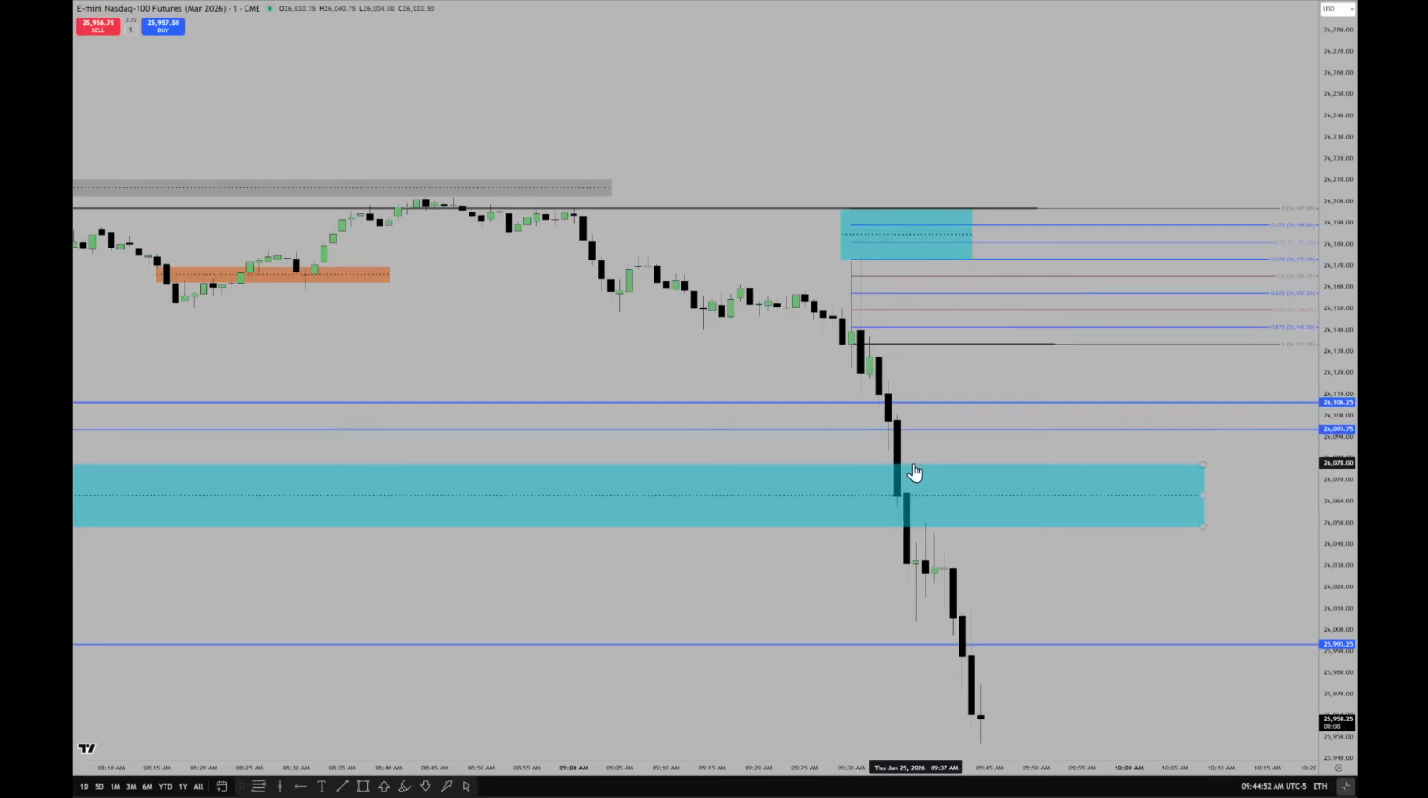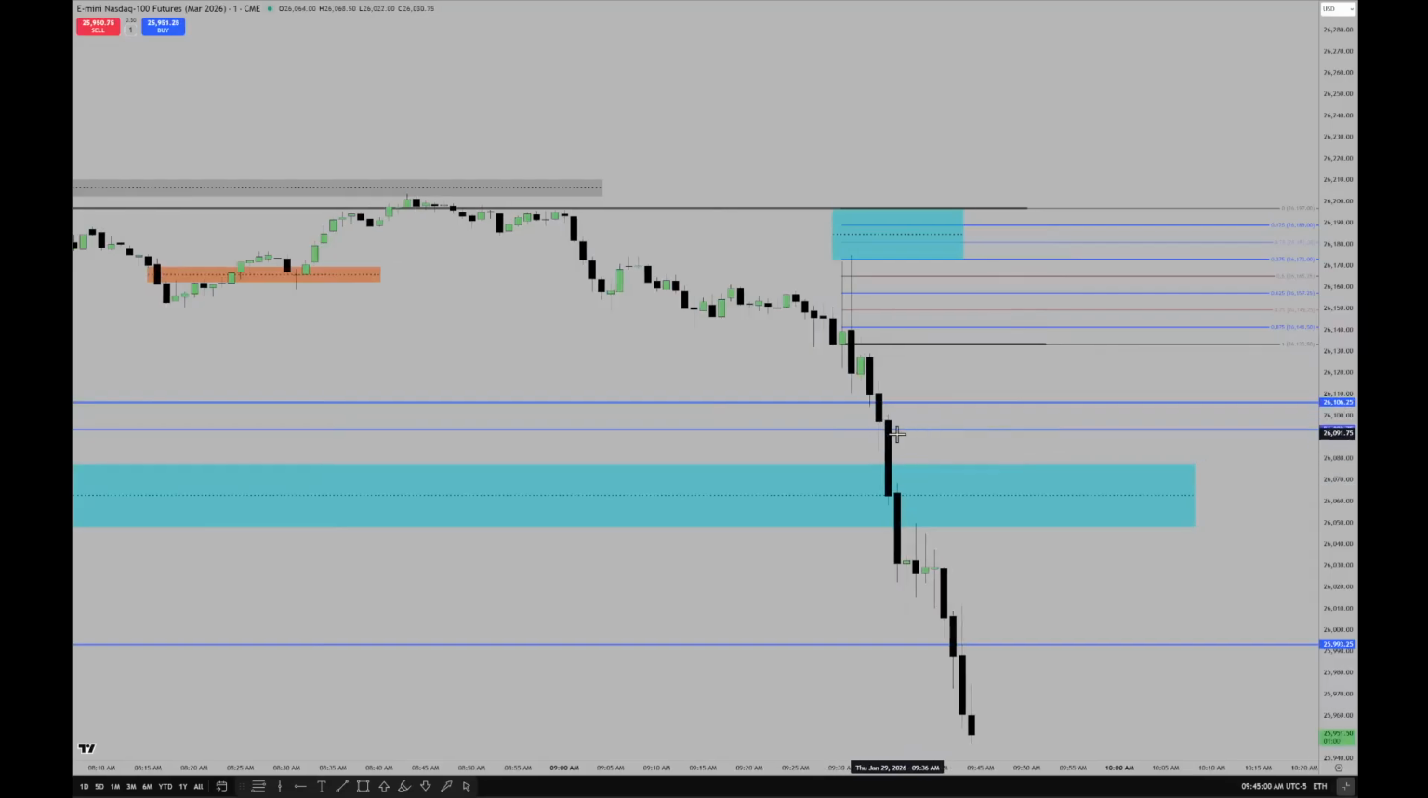Your first presented fair value gap would be here. Yes, there's a small little gap there. I would not use that because we had this box here I highlighted. It displaced into that there. So this candlestick's low, this candlestick's high. Let me show it to you like this.